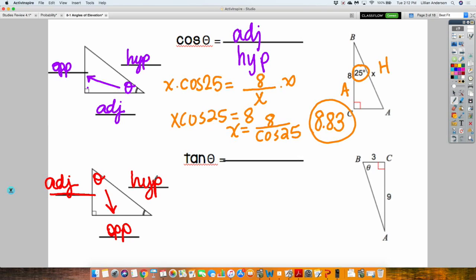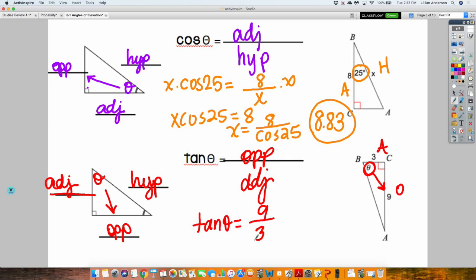Okay? Tangent, TOA, and SOHCAHTOA, TOA represents what? Opposite over adjacent. And that's exactly how you'll set it up. Label your sides based off of the angle. 9 is my opposite, and 3 is my adjacent. So, of course, we're going to use tangent, opposite, and adjacent. So we'll set it up. Tangent theta equals what over what? 9 over 3. Now, if you want to just say that that's just 3, that's fine. There's nothing wrong with that because 9 over 3 is just 3.